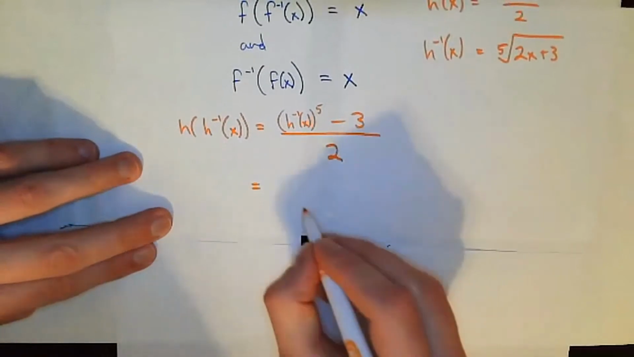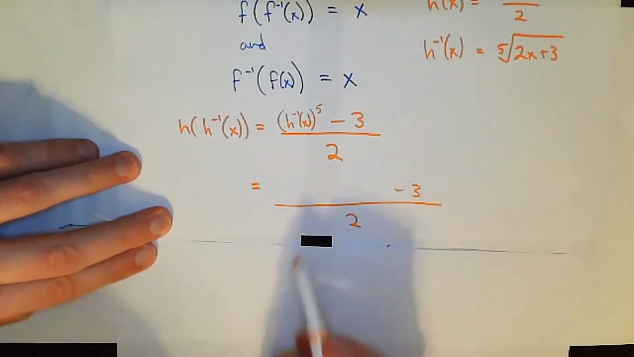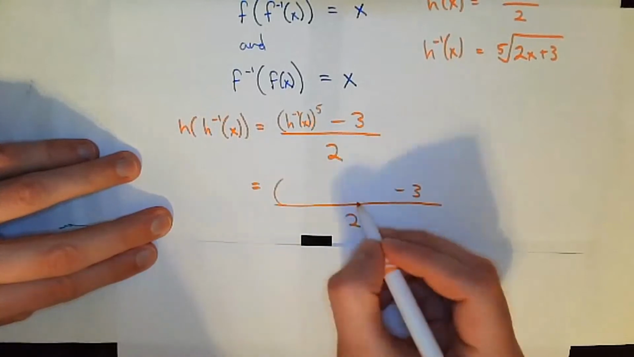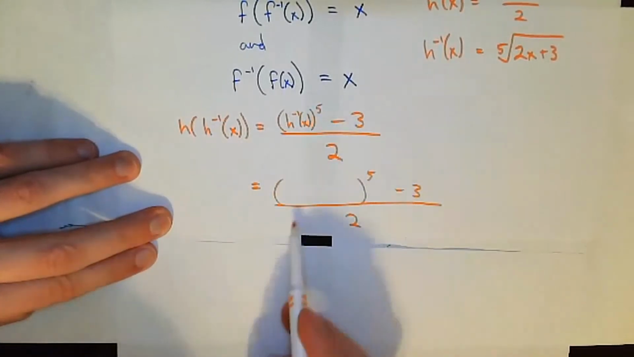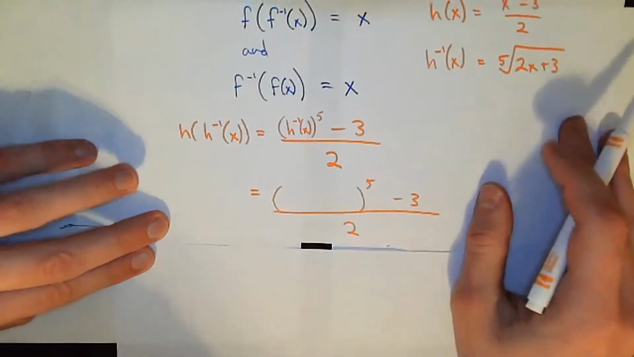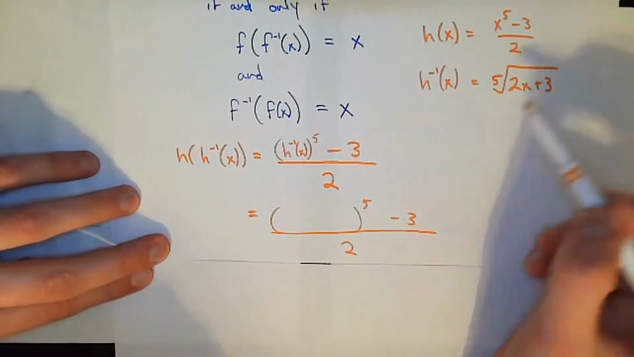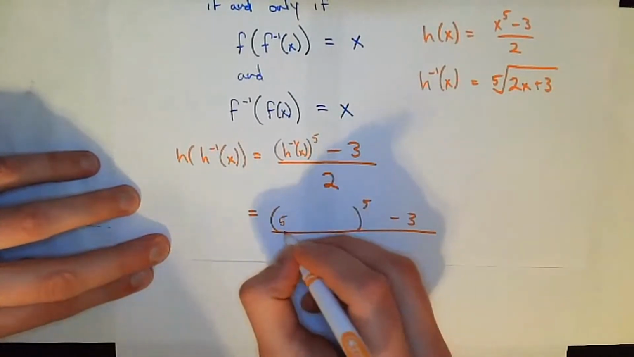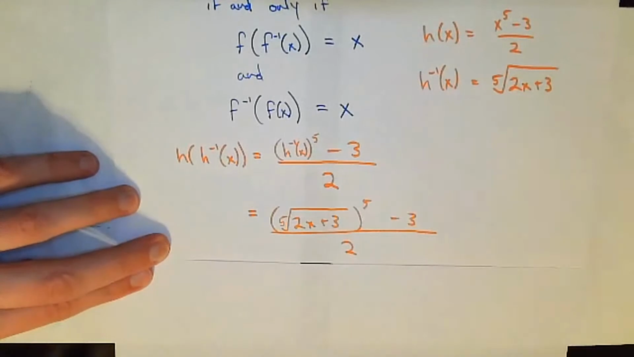Okay, so here we go. I'm going to draw my big fraction bar, 2, -3 at the back. Got this whole big thing raised to the 5th. Now I've got it all set up. This is what's going inside the parentheses. This h inverse of x gets stuffed right here. So the 5th root, 2x plus 3.